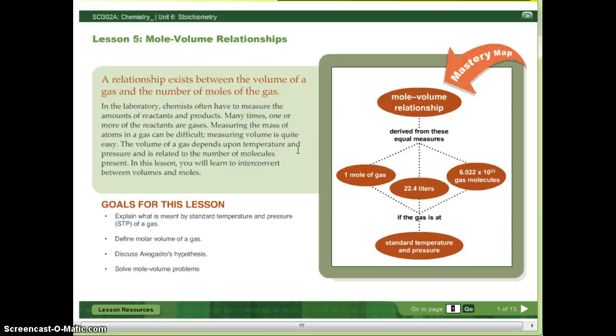This is the 6.05 mole volume relationships recording. A relationship exists between the volume of a gas and the number of moles of the gas.